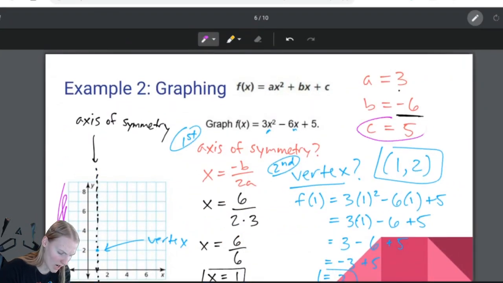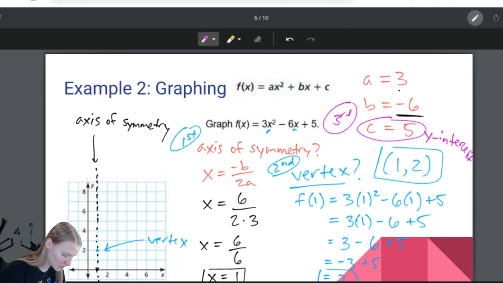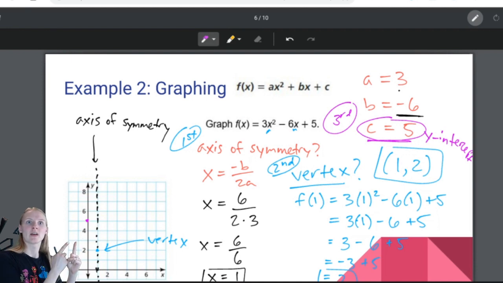C is 5, which means that that is my Y-intercept. So this is third. This is the third thing we'll do, is take our Y-intercept. So let's put our Y-intercept on this graph over here. Remember, the Y-intercept is wherever the graph crosses the Y-axis, and it crosses at 5. 5, right here. Oh, we have a point! We have a point on this side of the graph. We can put it on that side of the graph, and then we're done.